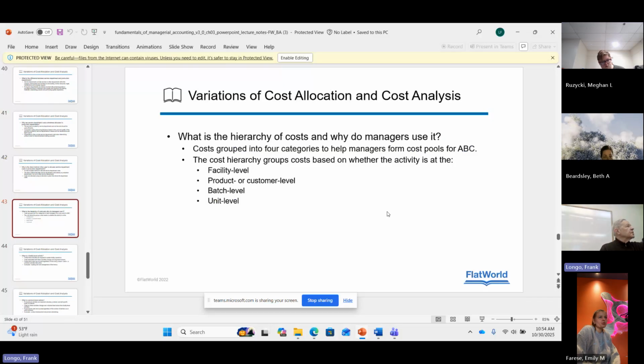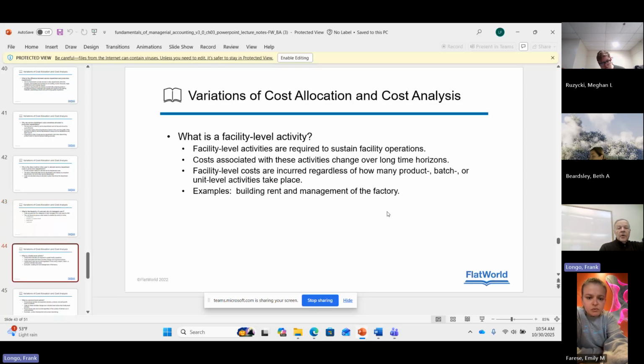So the slide asks the question, what is the hierarchy of cost and why do managers use it? So when we talk about the hierarchy of cost, we're talking about a grouping of cost. And typically, the cost can be grouped into facility level, which is, let's say, the factory, the product or customer level, a batch level, or even a unit level. So those are the four groups.